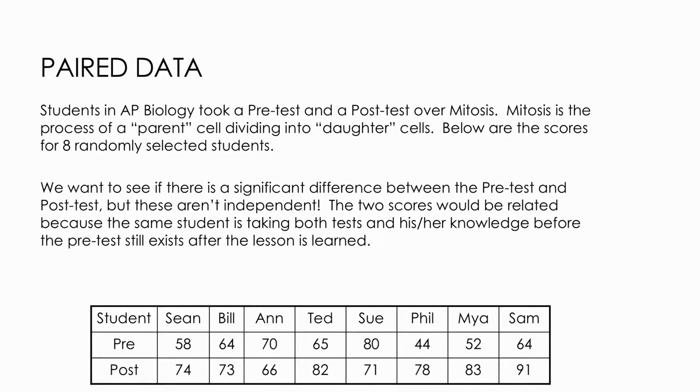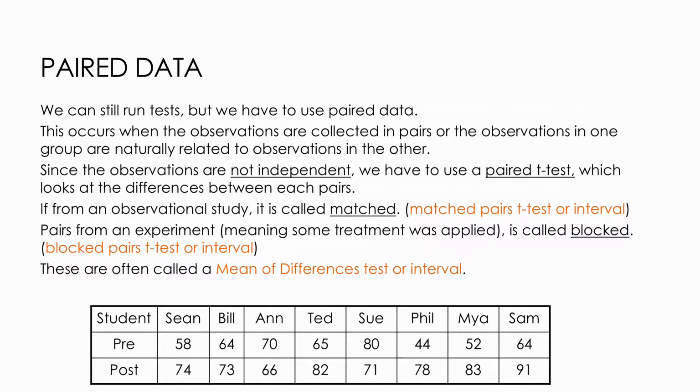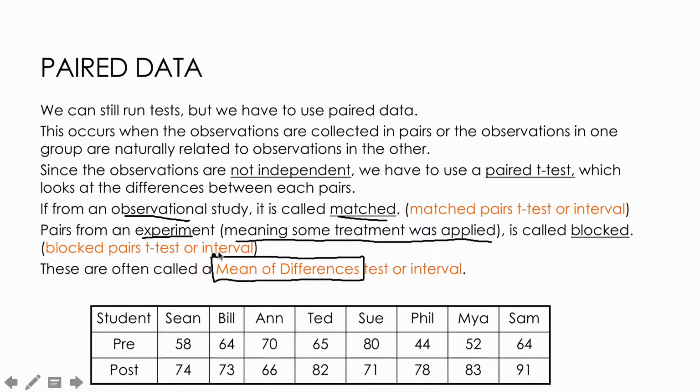So we cannot use our 2-sample t-test that we used in the past because it does not meet the independence condition. Therefore, we still can do a test, but we're just going to do a paired test instead. So the first thing to understand is that if it's from an observational study, we call it a matched pairs test, and if it's from an experiment, meaning some treatment was applied, then it's called a blocked pairs t-test or t-interval. Quite often you will see it be called a mean of differences test.